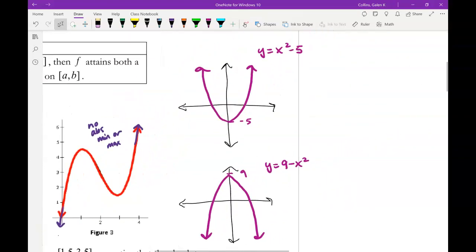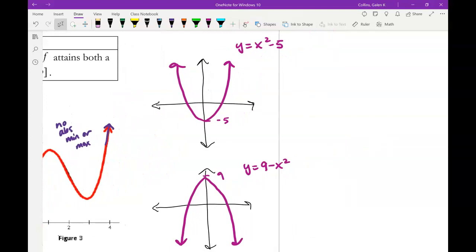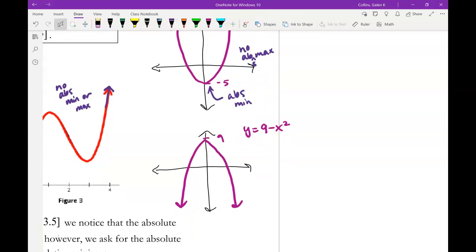With an even polynomial or power function, I drew these graphs here, the function x squared minus 5 is going to have an absolute minimum value. Even if we don't consider a closed interval, in this case the relative minimum would be the absolute minimum of the function, but there would be no absolute max. Down here, if our function is concave down, this would have an absolute maximum value. It would be the same as our relative max, but no absolute minimum.